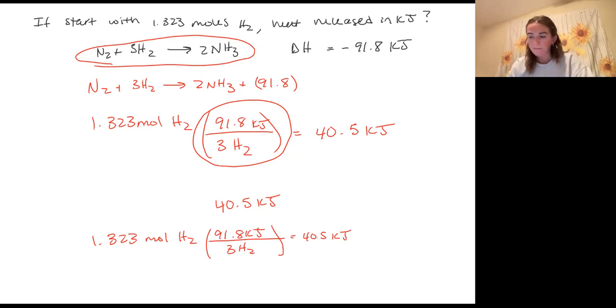Yep. And that way it might also ask how much energy is required to produce 1.232 moles of NH3. Instead of starting with the reactant and ending with energy released, you're starting with a certain quantity of energy and seeing how many moles you can produce from that energy. That would be like a reactant first and then moles afterwards.